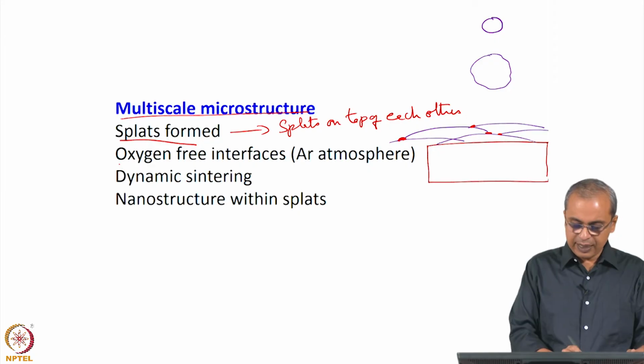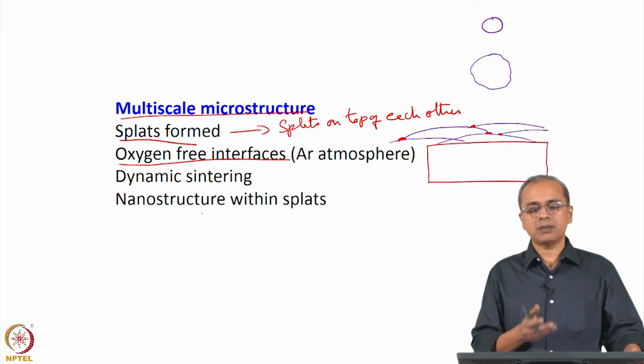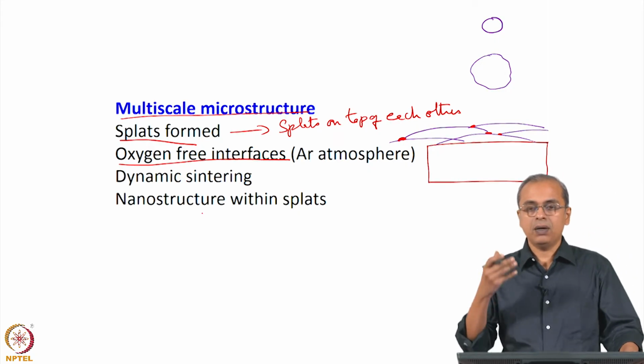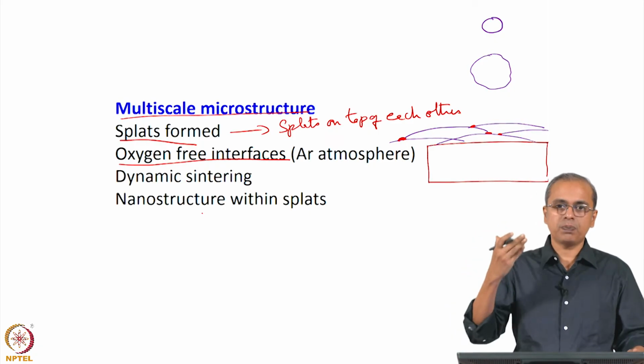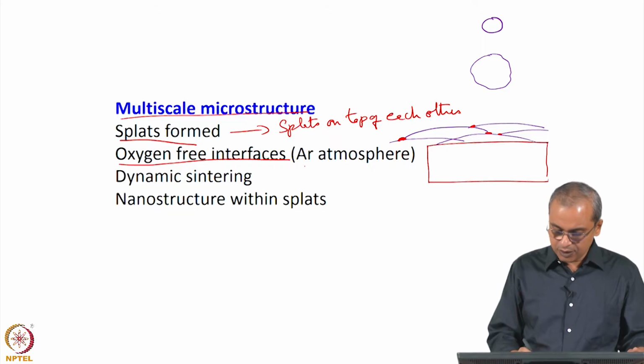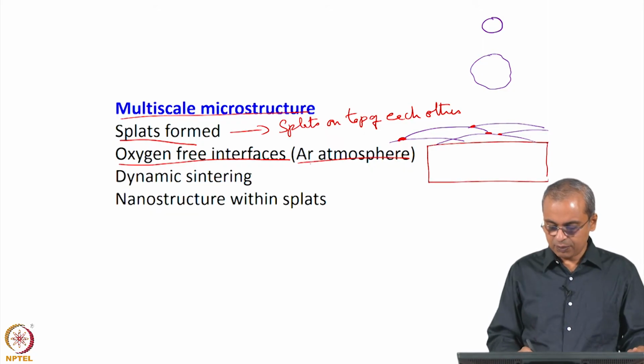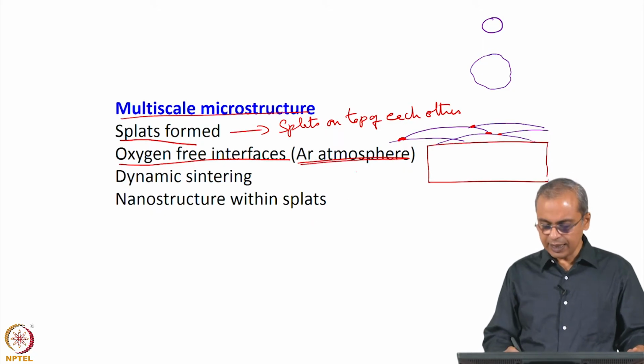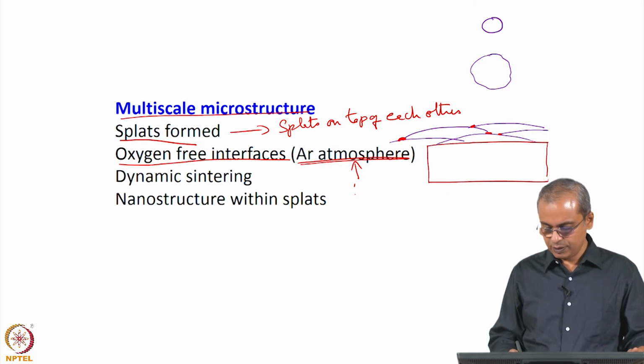In between, it is very important that the interface between the splats be oxygen free, only then does it form a nice proper bond between one splat and the other. This is accomplished by the fact that we have an argon atmosphere. So, the argon atmosphere helps ensure prevention of oxidation.